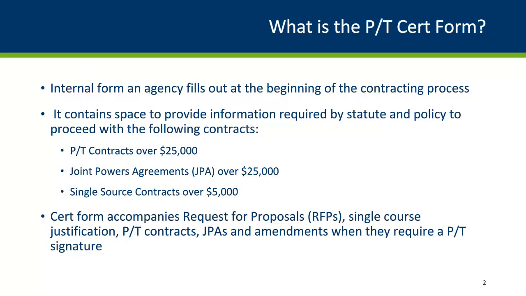What is the PT CERT form? It is an internal form an agency fills out at the beginning of the contracting process. It contains space to provide information required by statute and policy to proceed with the following contracts: PT contracts over $25,000, joint powers agreements, otherwise known as JPAs, over $25,000, single source contracts over $5,000, and the CERT form accompanies requests for proposals, single source justifications, PT contracts, JPAs, and amendments when they require a PT signature. The PT unit will view the certification form throughout the life of the contract.